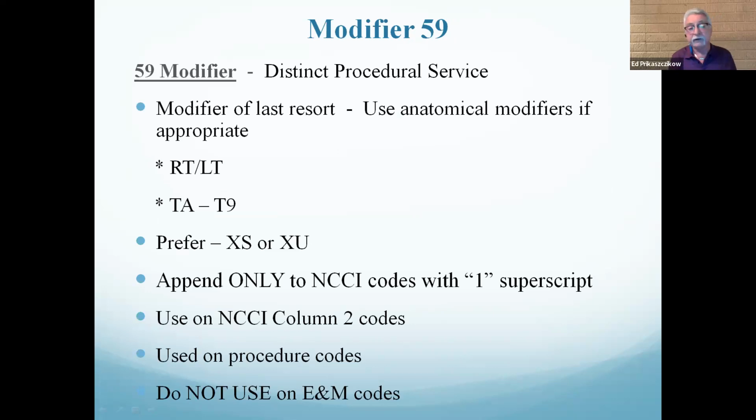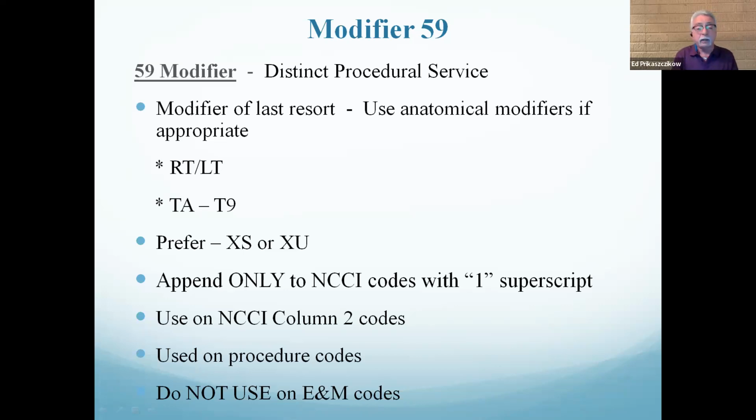Modifier 59 is the modifier of last resort. If there are other modifiers that you can use, it is recommended that you use those other modifiers. And the most appropriate ones that we sometimes can use are the anatomic modifiers or the X modifiers. Now, we can only append those to the column 2 codes that have the 1 superscript. Some of the codes do not allow any unbundling at all. And you would have to download the NCCI Excel spreadsheet to determine that.